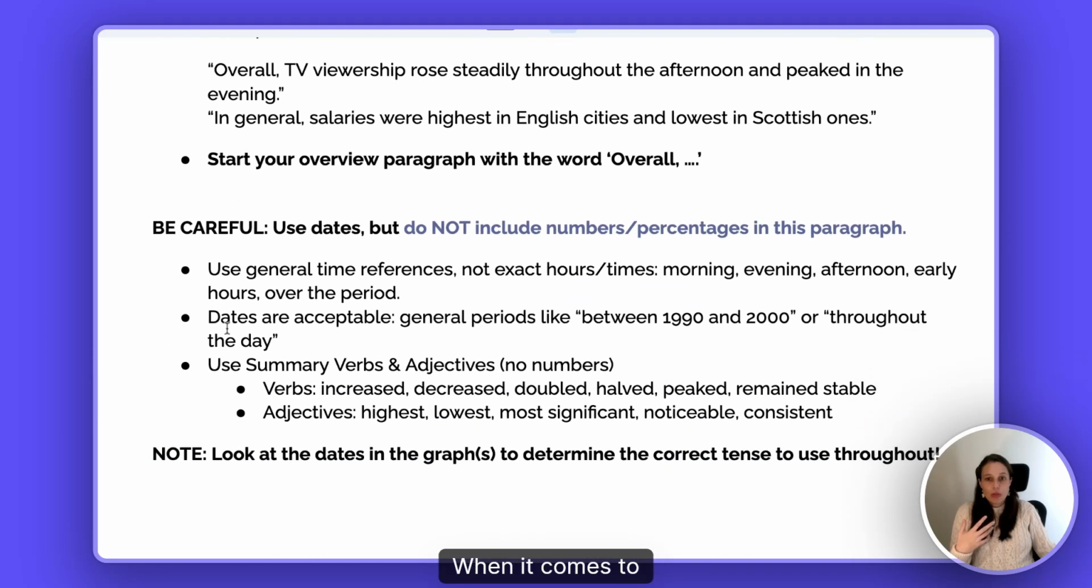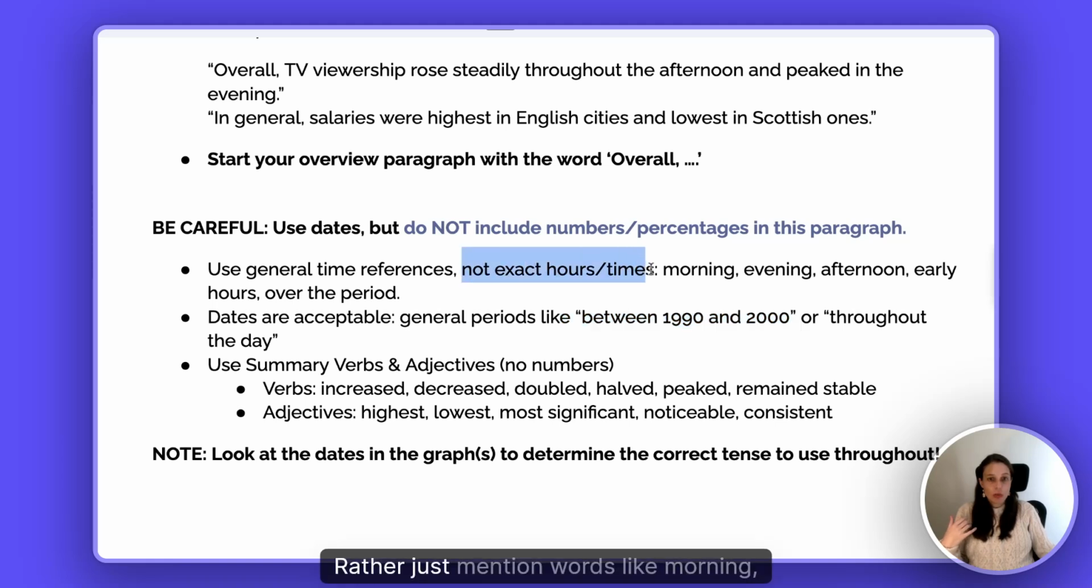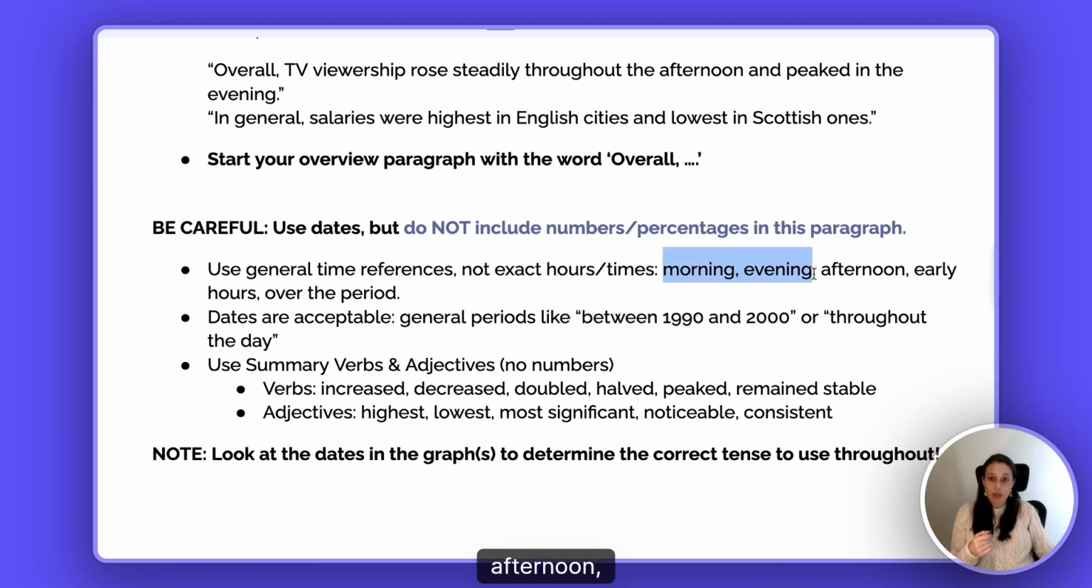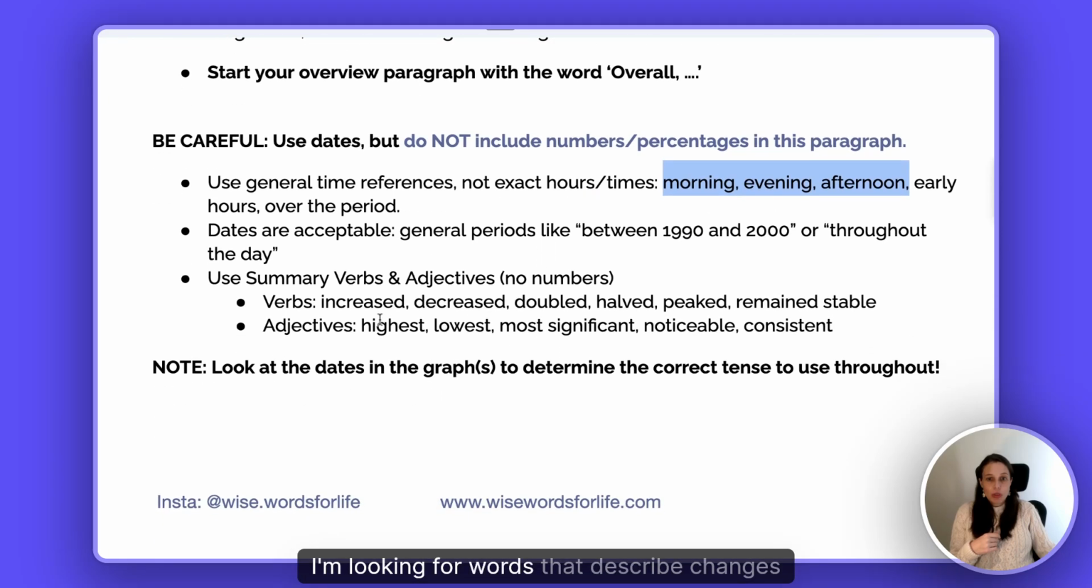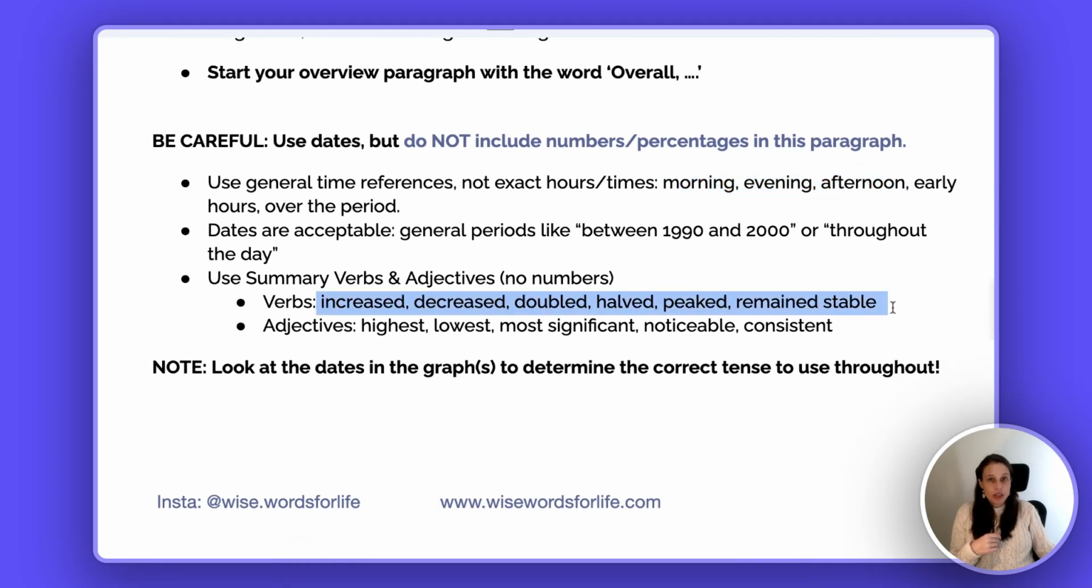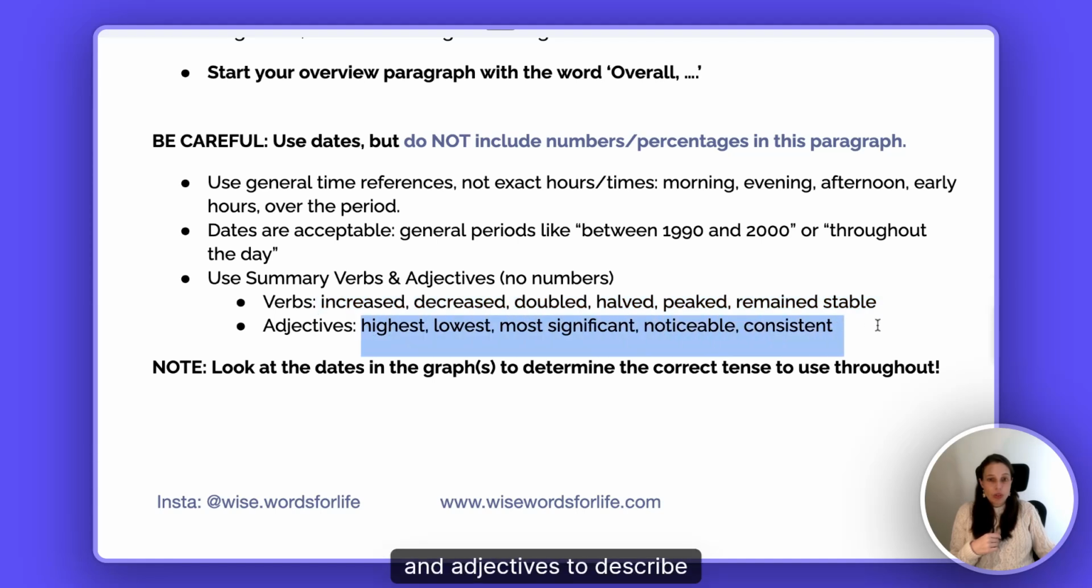When it comes to giving dates in your overall paragraph, actual dates are fine. When it comes to times of the day, please do not be too exact. Rather just mention words like morning, evening, afternoon, etc. Again, I'm looking for words that describe changes in this paragraph and adjectives to describe the type of change. Highest, lowest, etc.